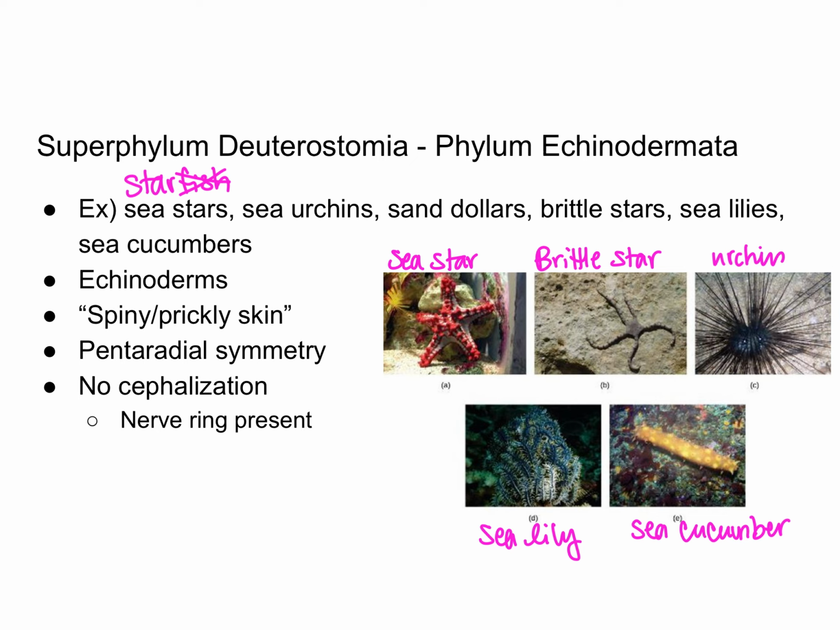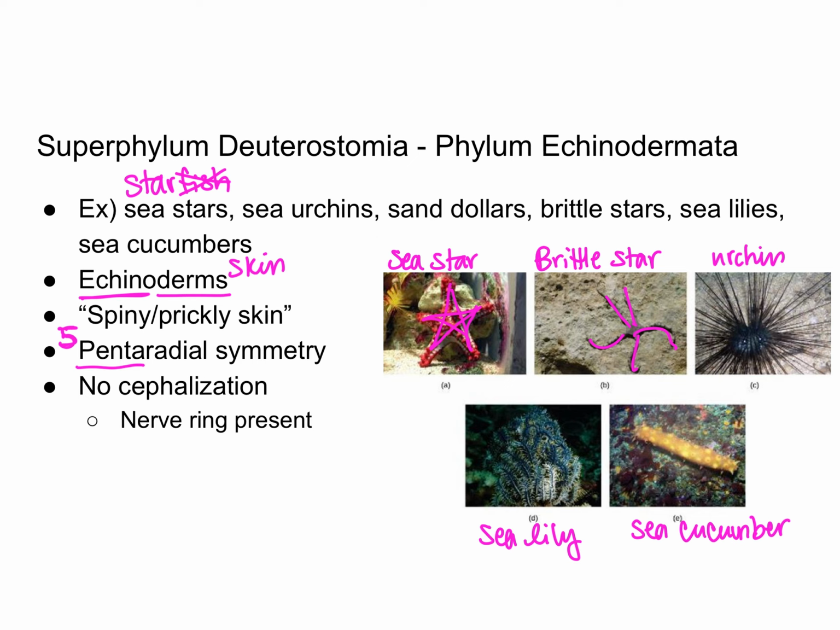Now the word echinoderm means spiny or prickly skin. So derm should make you think of skin. And the echino means spiny or prickly. The organisms in this phylum have this interesting pentaradial symmetry. So penta means 5, and radial means kind of around. So you can see that a sea star has 5 arms to it. You can see the brittle star also has 1, 2, 3, 4, 5.